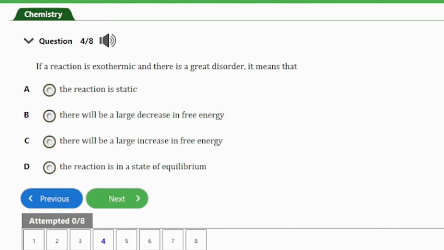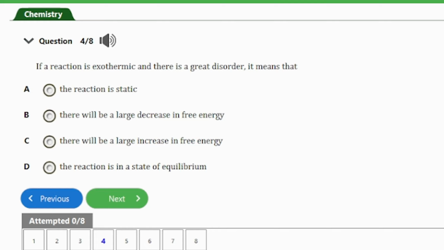Question number 4 here. It says, if a reaction is exothermic and there is a great disorder, it means that A, the reaction is static. B, there will be a large decrease in free energy. C, there will be a large increase in free energy. D, the reaction is in a state of equilibrium.